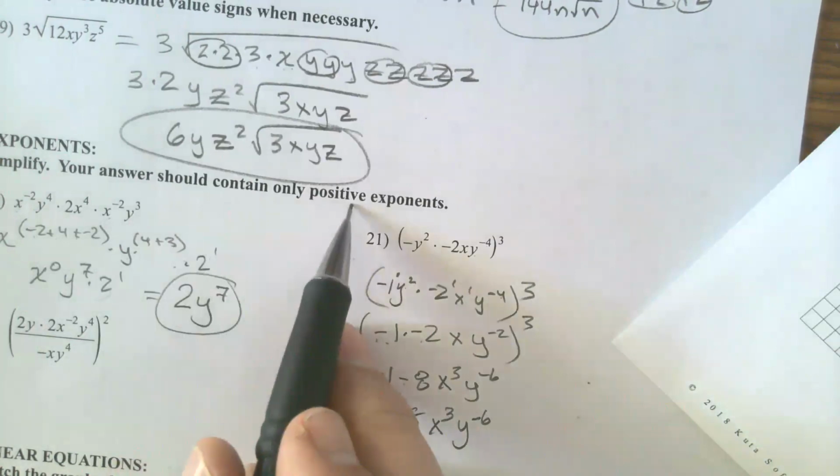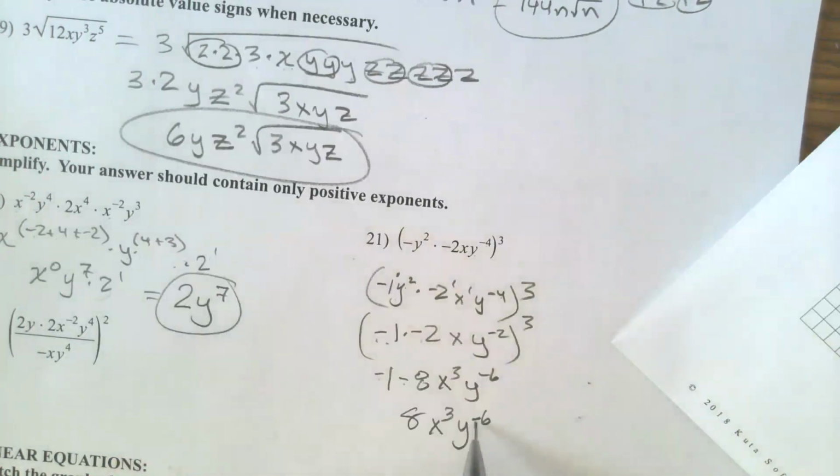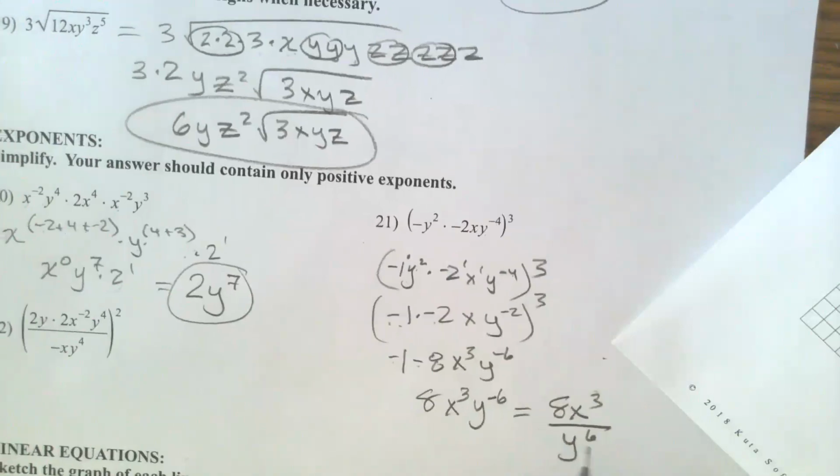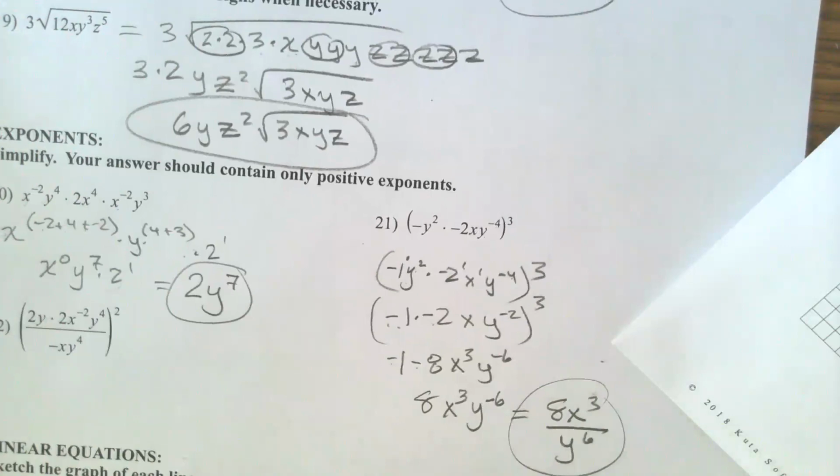This does say containing only positive exponents. So I'm going to have to take this negative 6 and put it somewhere else, because a negative exponent means it jumps to the other side of the fraction bar. So in other words, a negative 6 on top becomes a y to the positive 6 on the bottom. There's my solution.